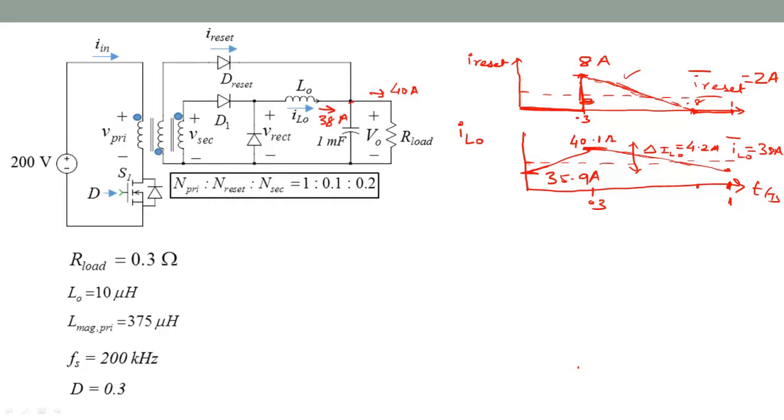Okay, so I removed a lot of ink here to make space for the final waveform, which is the input current Iin, which is also a positive only waveform for this converter.